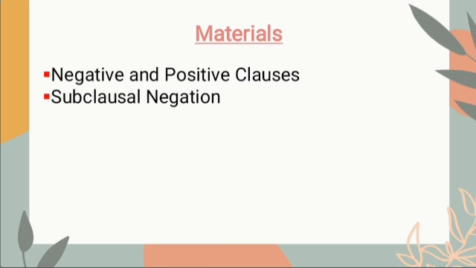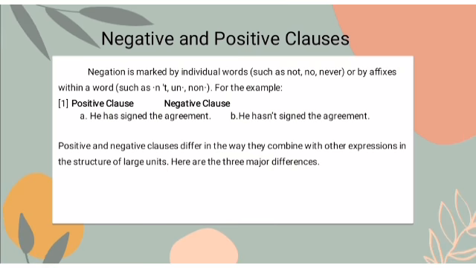So, let's start to discuss. Now, we are going to explain you about negation and related phenomena. In this discussion, we will explain you two topics only. So, let's start to discuss the first topic about negative and positive clauses. Negation is marked by individual words such as not, no, never, or by affixes within a word.